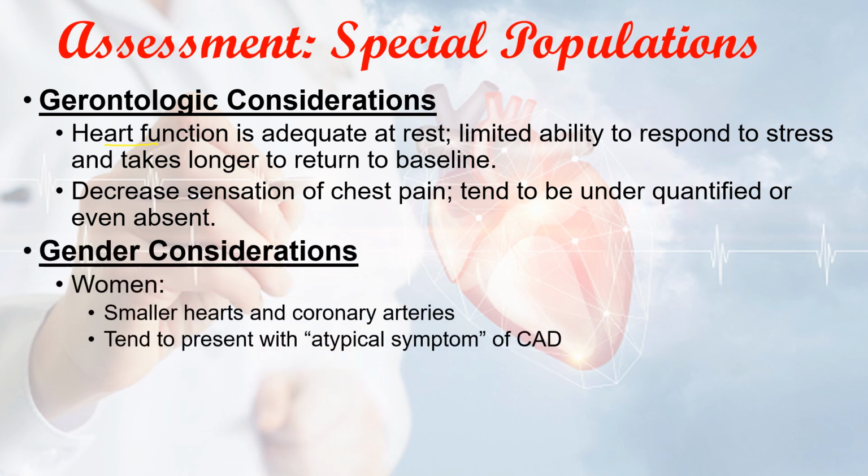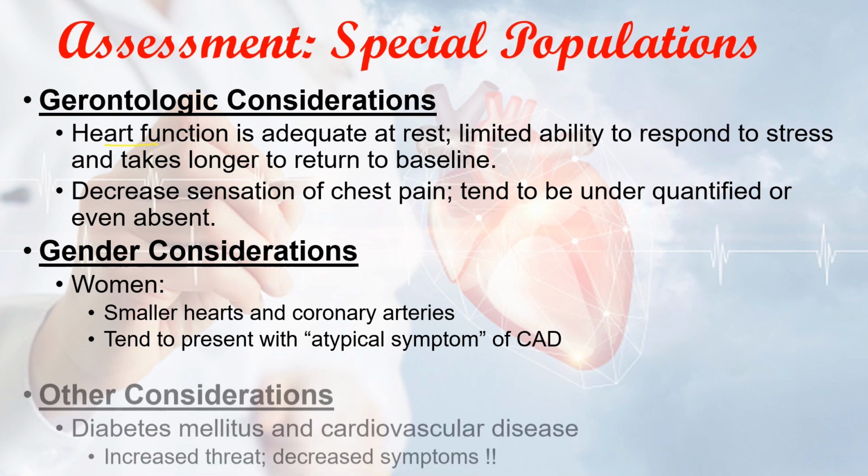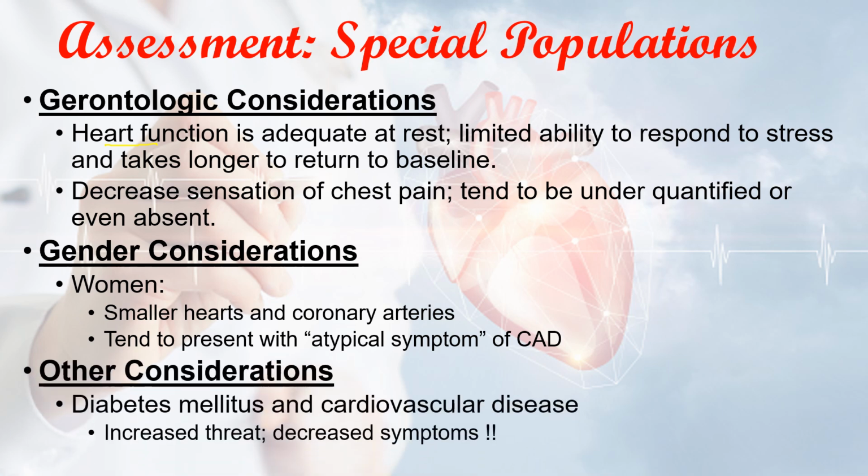Then the general consideration about women. Smaller heart and coronary arteries tend to present with atypical symptoms of coronary artery disease. Then other considerations, like diabetes mellitus and cardiovascular disease: increased threat and decreased symptoms. In the sense that patients with diabetes, if they develop cardiac disease, most often seem asymptomatic because they have diabetic neuropathy, so they don't sense the chest pain. So the threat to life is greater among patients with diabetes.